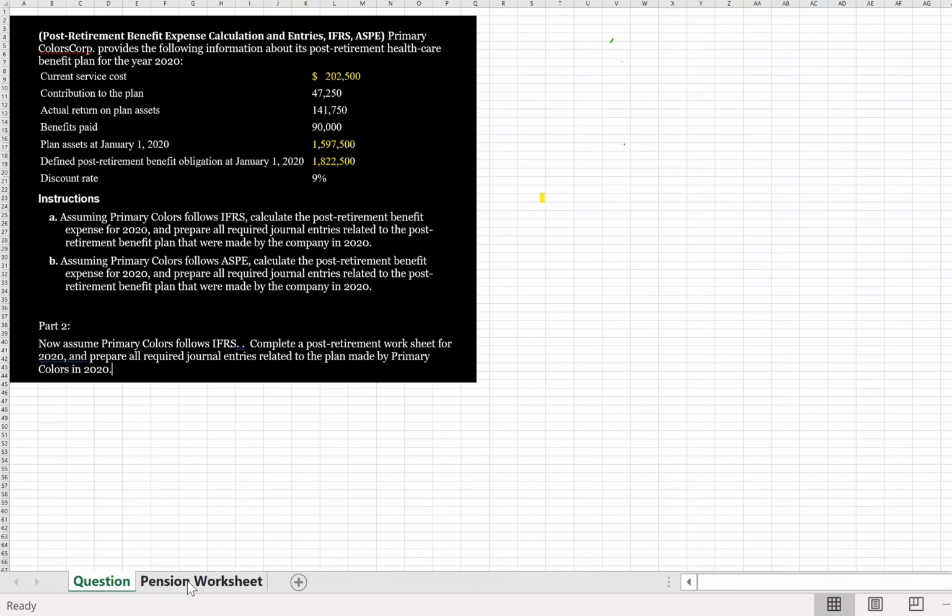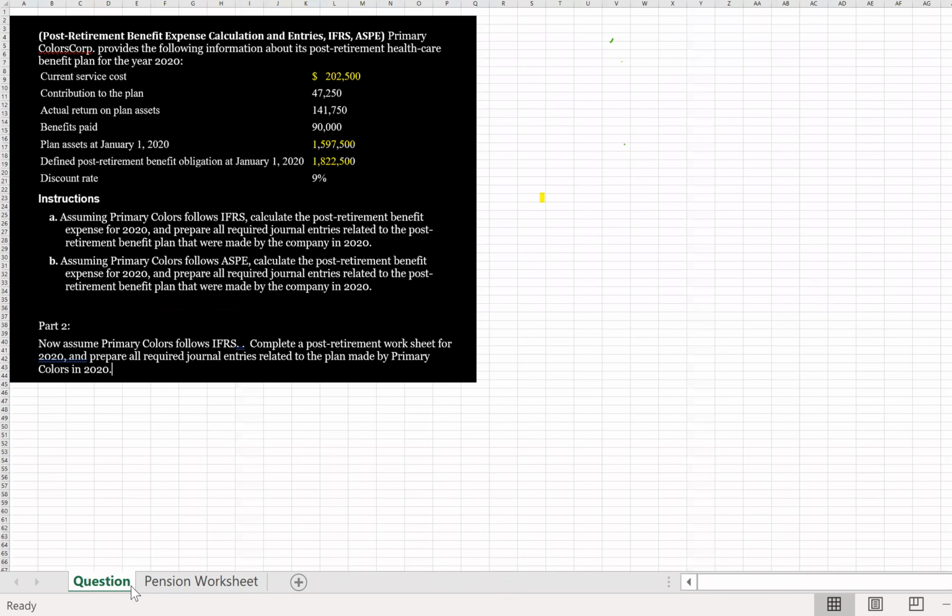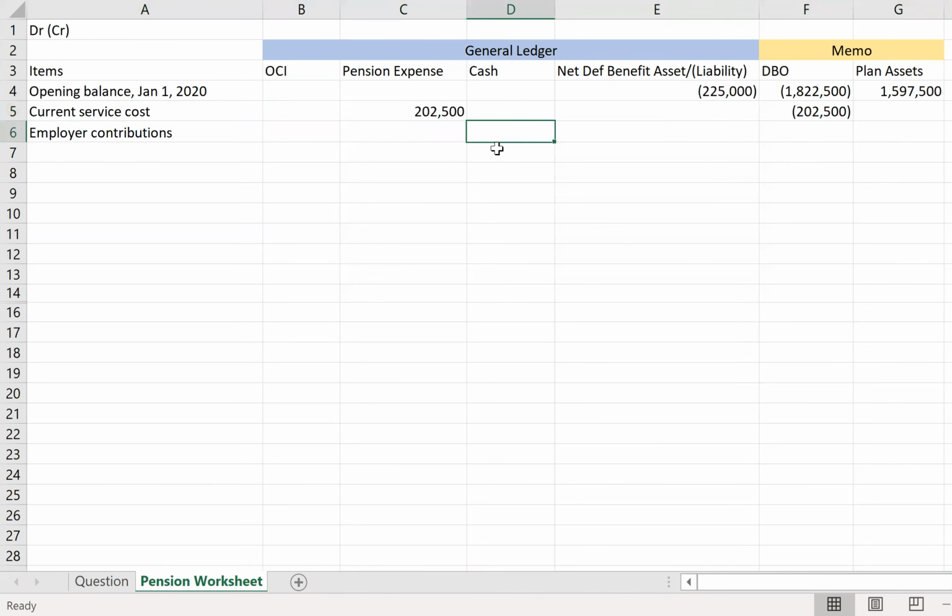Contributions to the plan. So employer contributions, let's record next. So the employer contributions were $47,250. This is going to decrease the company's cash, $47,250. And it's also going to increase the plan assets. So if you think about this as the company simply giving money to the pension plan, it's going to decrease the money in the corporation, but it's going to increase the money, which I think of as a bank account composed of cash and investment. So it's increasing the balance in the pension plan. It's decreasing the balance in the company. They're just simply moving cash.